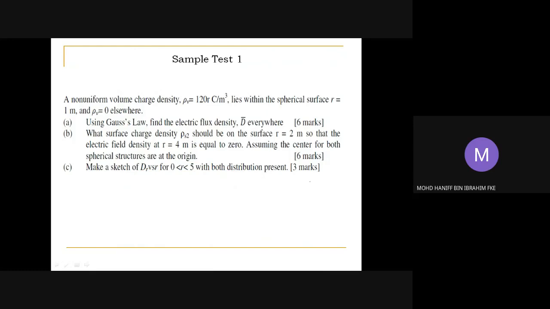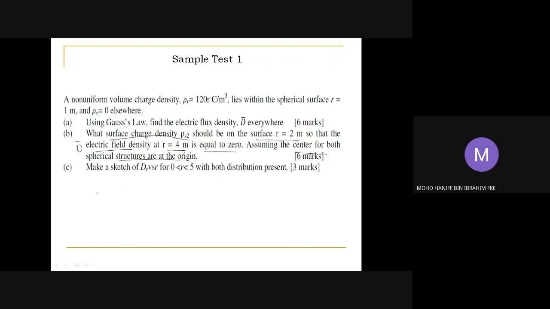Okay, part B of the question. It's stated that for part B, the surface charge density is given with a density of rho S2, which is unknown. And this rho S2 is located at a surface of 2 meters. It's given that the flux density D at r equals 4 meters is equal to 0. Assuming the center for both spherical structures is at the origin. So it means that both spheres are said to have the same center.